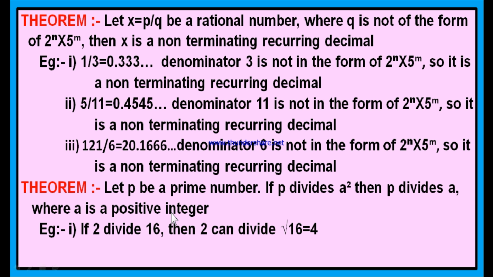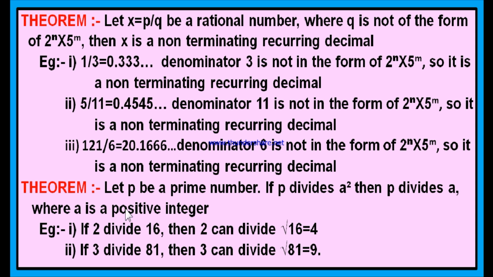This is the example. Another example now. If 3 divides 81, here 3 is a prime number. And then if 3 divides 81, 81 means 9 square. If 3 divides 81, then 3 can divide root 81, that is 9. Now using these two examples, we understood this theorem.